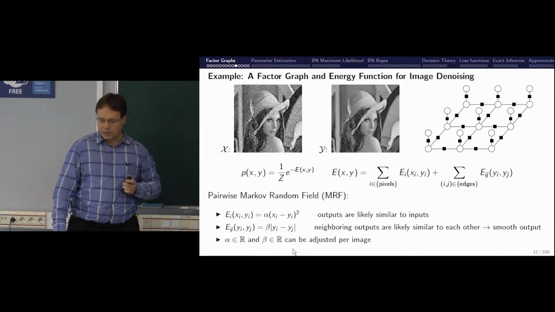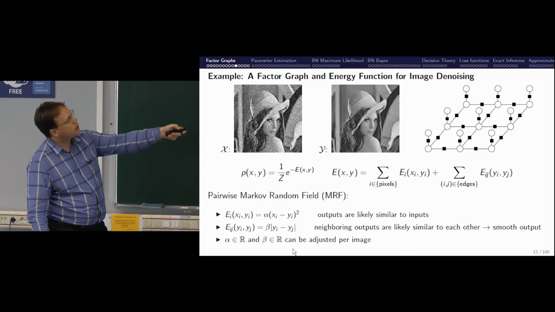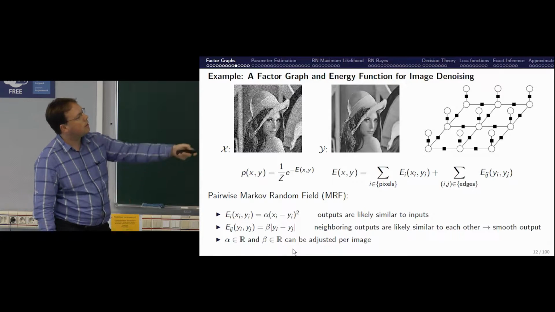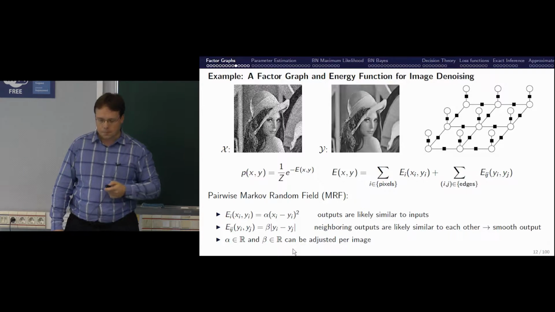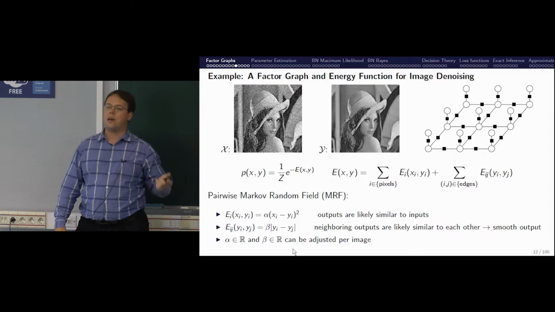And you have some factors which look at one input and one output at a time. So these vertical ones, they look at one denoised pixel and one noisy pixel at a time. It's these ones. And you have one set of factors which look at two of the denoised pixels at the same time. That's these ones. And now all you have to do in order to specify the distribution is actually assign values to these.